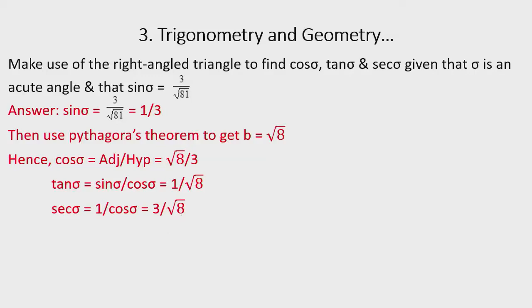That's how to get the cosine theta, tan theta, sec theta. First, simplify what has been given to you, the 3 over square root of 81. Then from there, you find B, or whatever length is not known. After finding that, make use of SOHCAHTOA to find the rest.